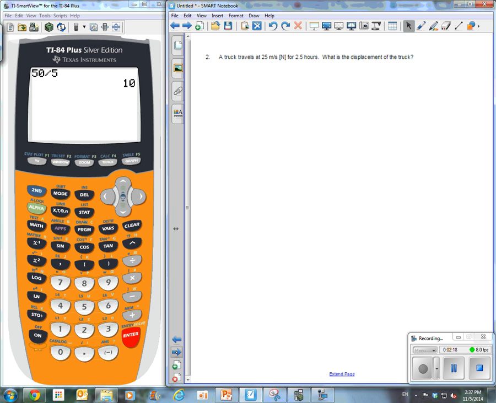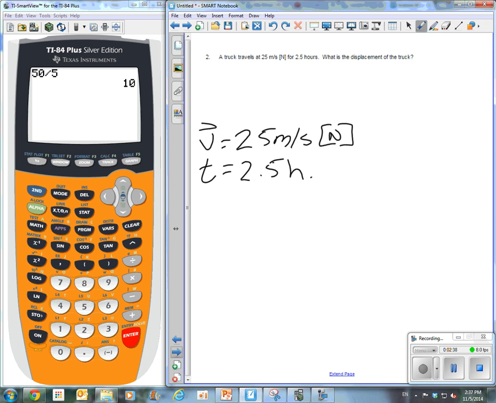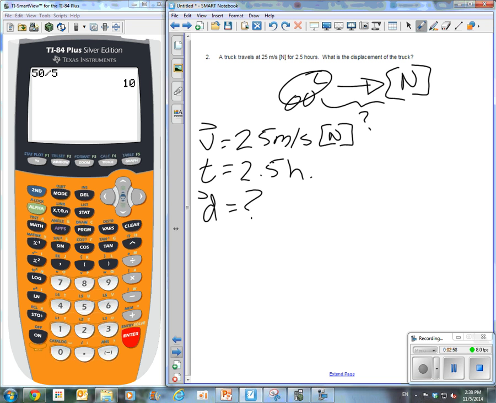A truck travels 25 meters north for 2.5 hours. What is the displacement of the truck? Well, I've got, again, my values here, 25 meters per second, and that is in the north direction. I've got 2.5 hours, so hours is a unit of time. Meters per second is a unit of velocity, especially meters per second north. And the question asked me, what is the displacement of the truck? Beautiful. Now, the truck is traveling north. The question is asking me for that because that's what I don't know. I don't know how far he went.